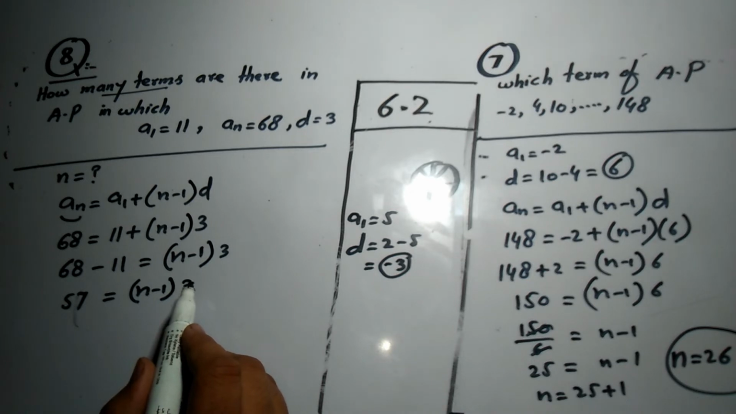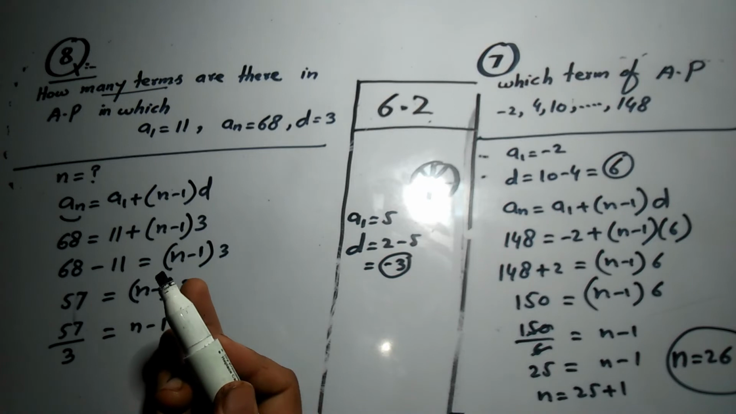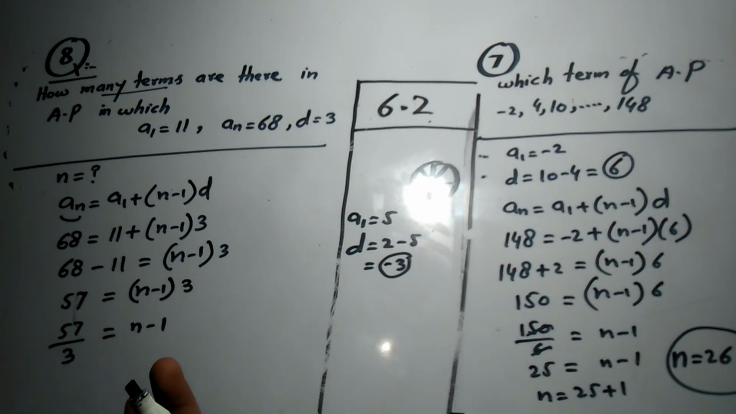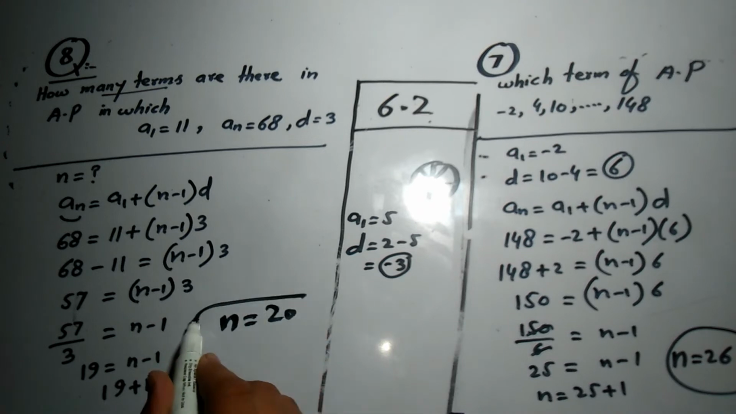So this will be equal to 57 divided by 3 is equal to n minus 1, because 3 was multiplying here, so here it will be divided. So 57 divided by 3 will be equal to 19, which will be equal to n minus 1. So 19 plus 1 will be equal to n, so n is equal to 20.